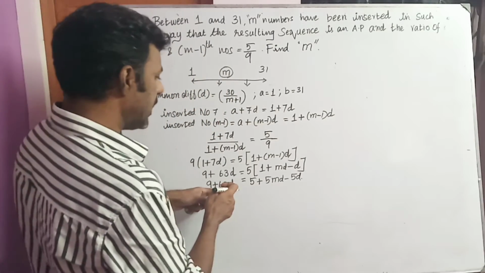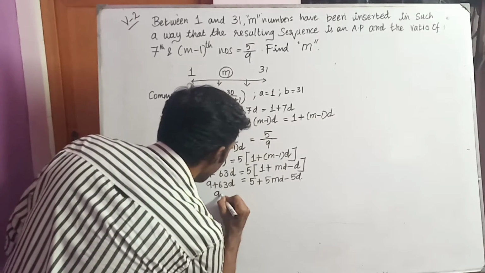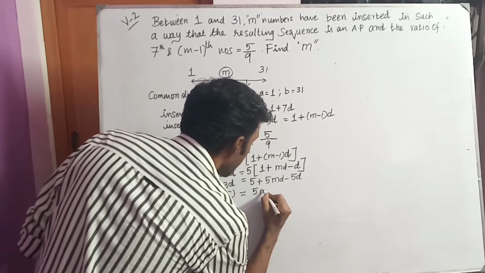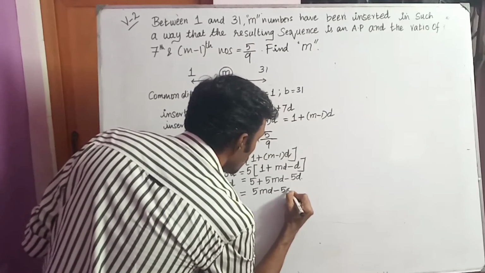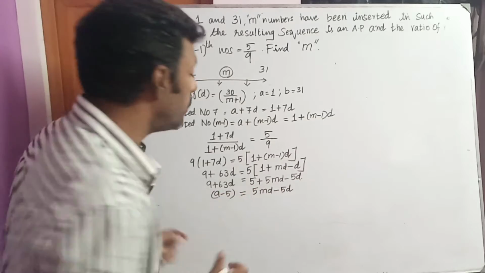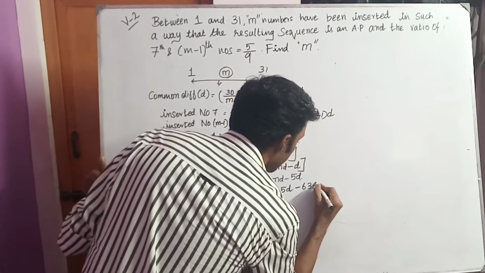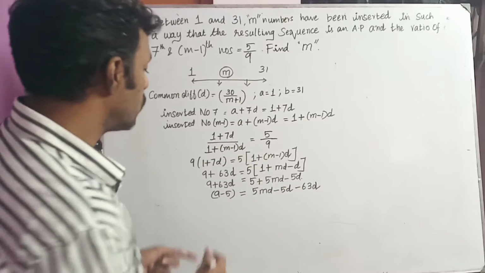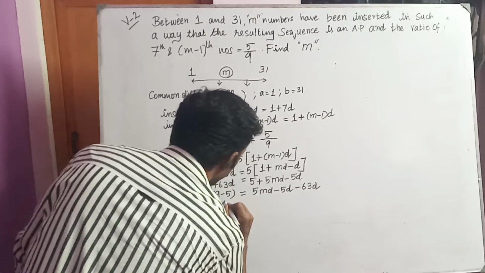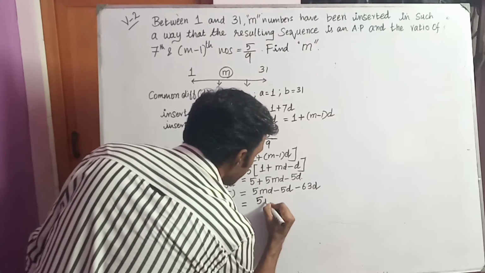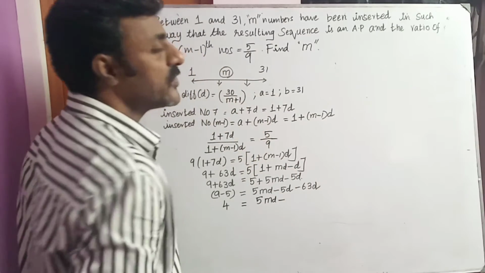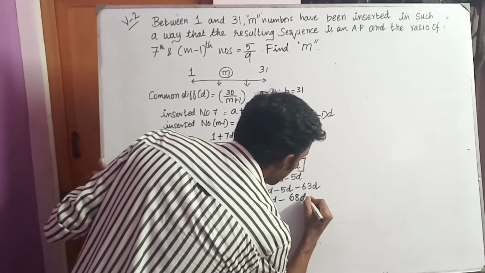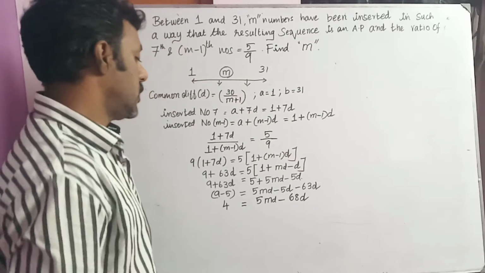Now I'm going to take this one, 9 minus 5, is equal to 5md minus 5d. This plus 63d, when it comes to the right hand side, it will become minus 63d. So minus 5d minus 63d. So 9 minus 5 will be 4, which is equal to 5md minus 63 plus 5, that is 68, so minus 68d. So this is what we are getting.